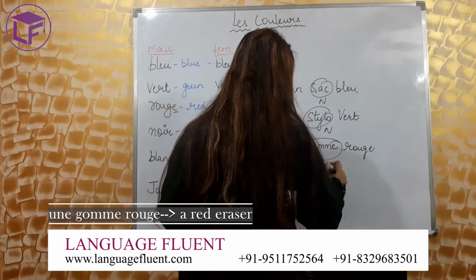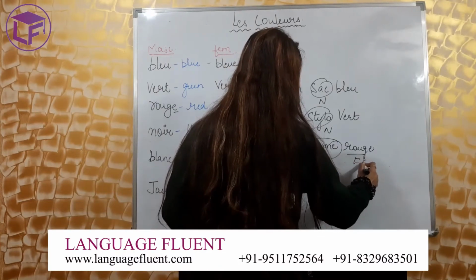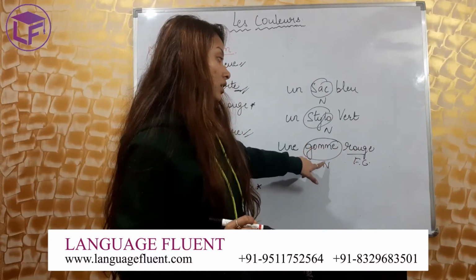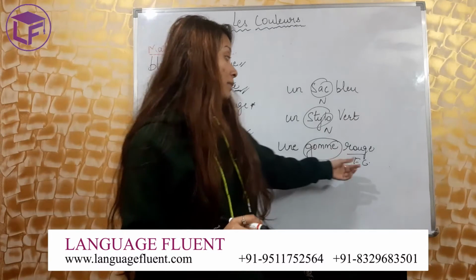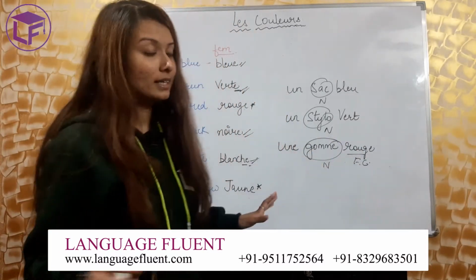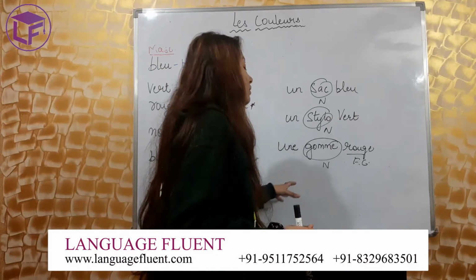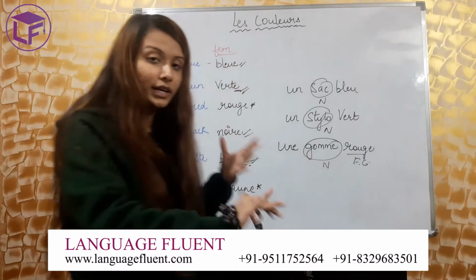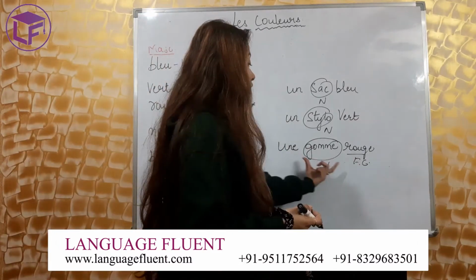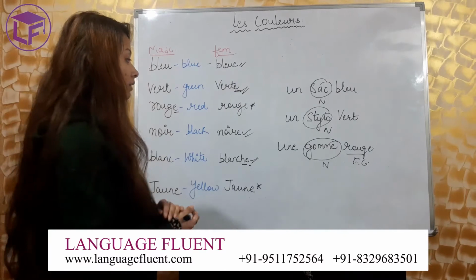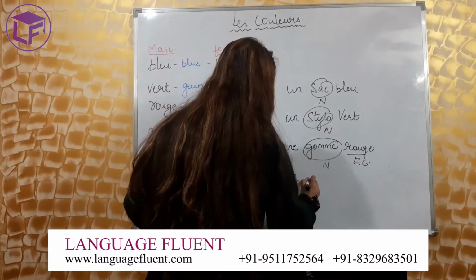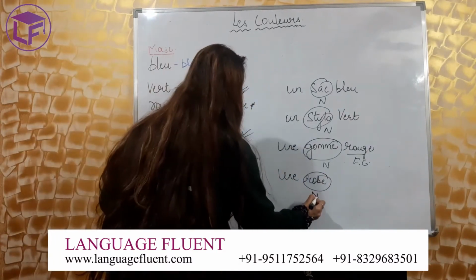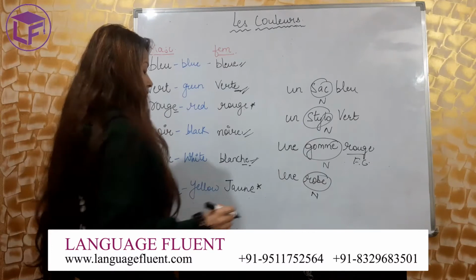Here is a noun coming before the feminine color rouge, the eraser comes before the color. It is always the case that whenever there is a noun, it comes first, and after the noun there is the color. Une gomme rouge. Alright, une robe is a noun, and what color dress do we want?